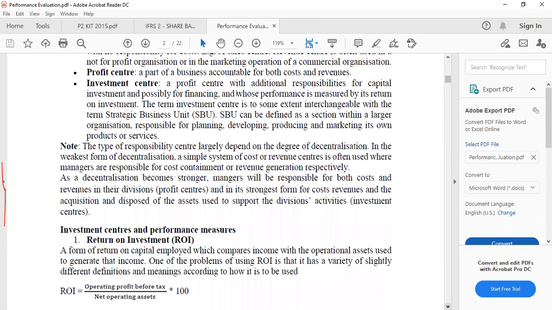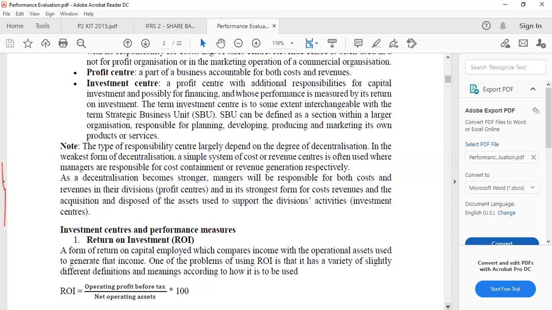Okay. Let's look at how we measure the performance of investment centers. We measure performance of investment centers because these people are like independent units. Basically, we use three measurement indicators to measure the performance of these particular investment centers.